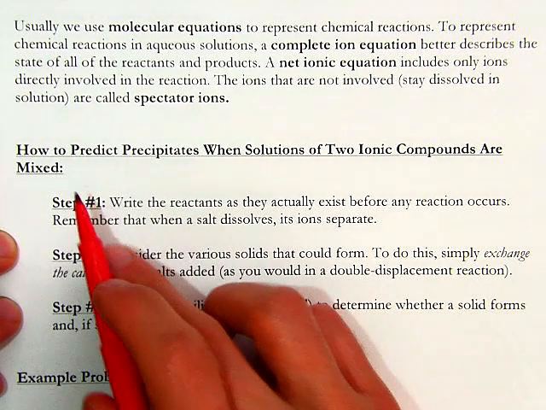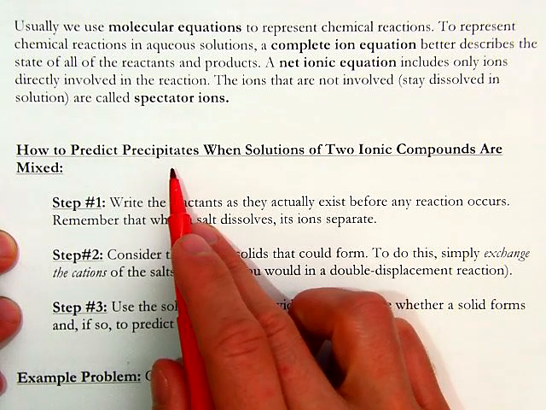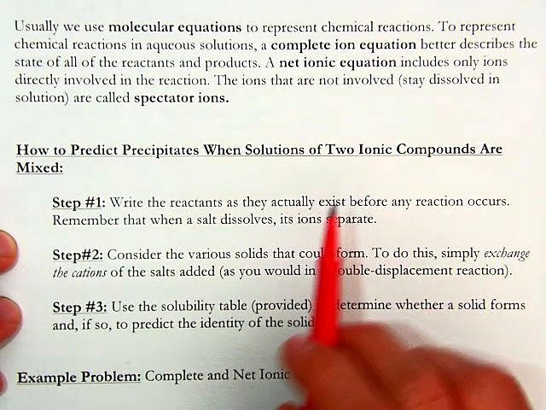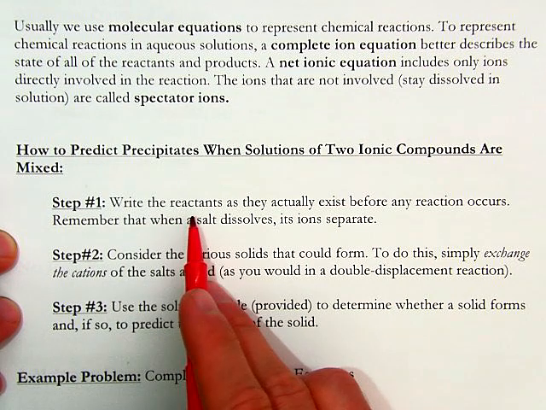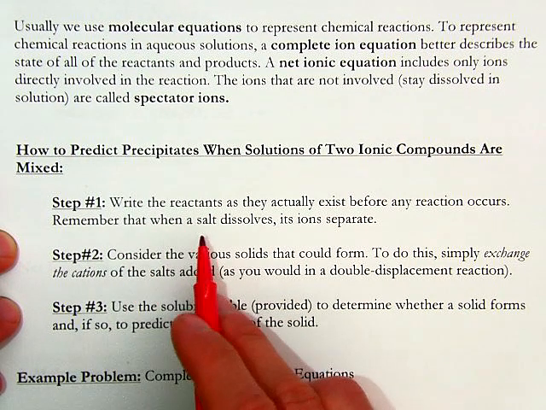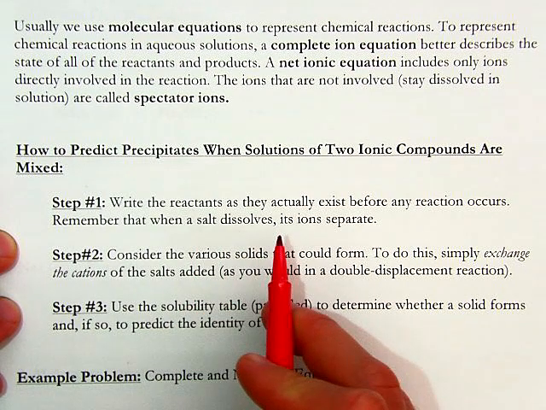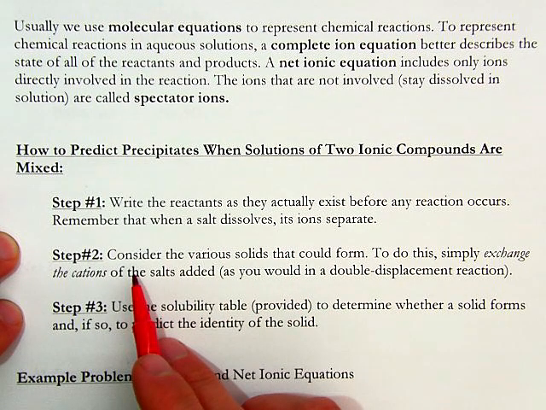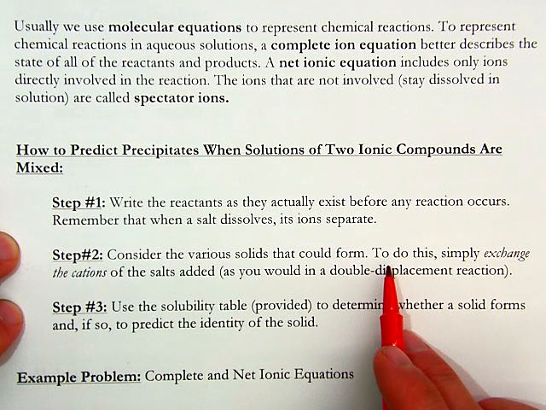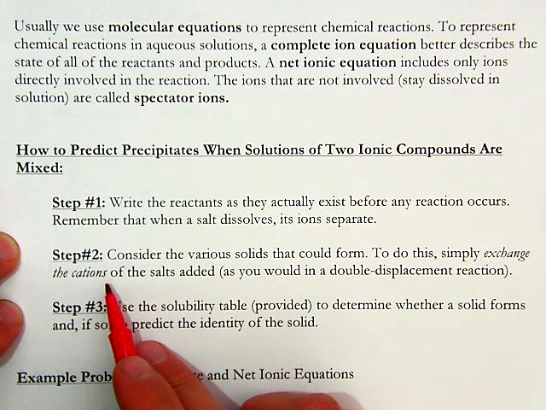So it says how to predict precipitates when solutions of two ionic compounds are mixed. Step one, write the reactants as they actually exist before any reaction occurs, remembering that the salts dissolve and separate as ions. Two, you do a double displacement reaction, most typically, or maybe it's a single displacement, but usually it's a double displacement reaction, and you exchange the cations, or the two metals, or the two positive ions, and that will give you your products.